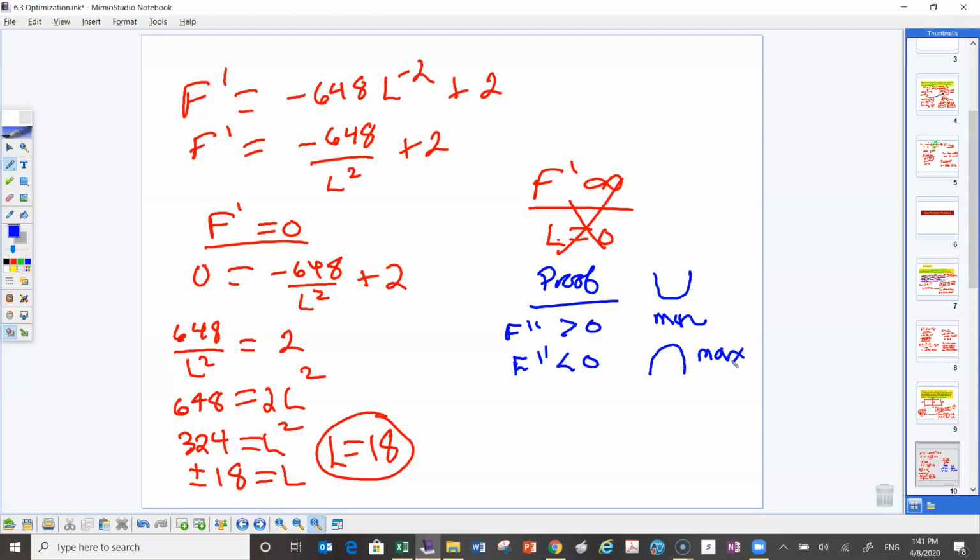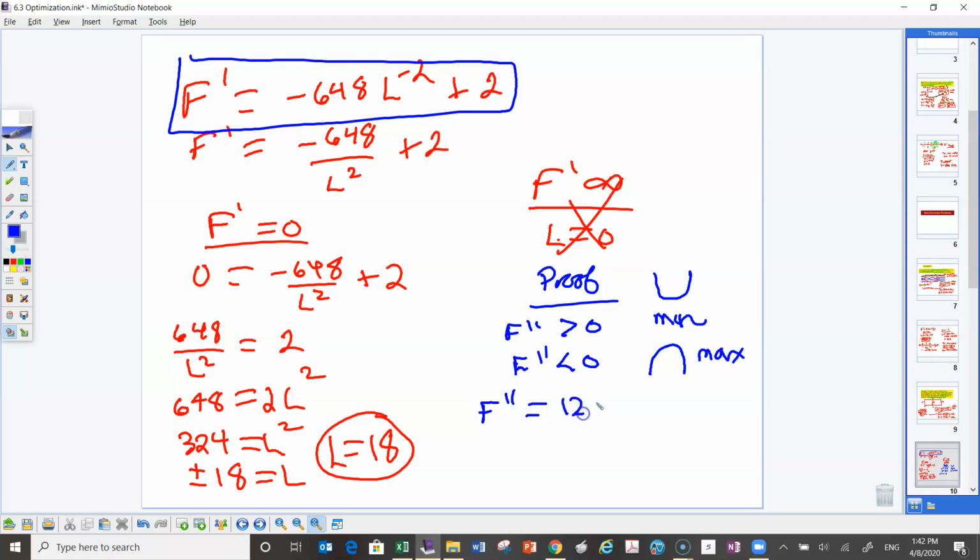So if I'm going to do the second derivative test, I have to take the second derivative, so f double prime. The negative 2 comes out in front, and 648 times 2 is going to be 1296. L to the minus 3, and I'll just move it down to the bottom right away. And the derivative of 2 is 0.